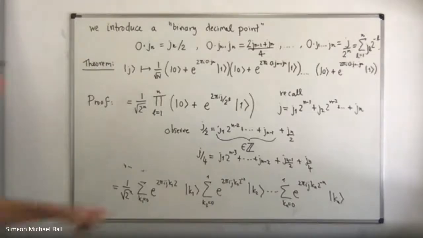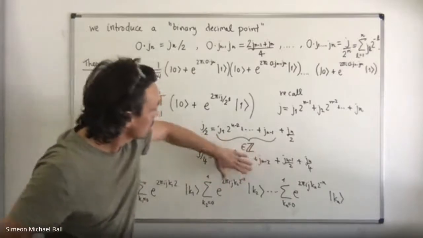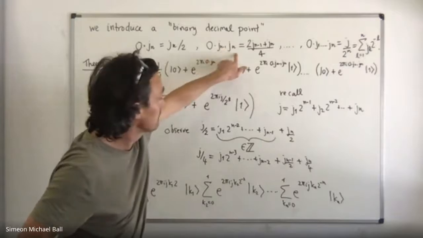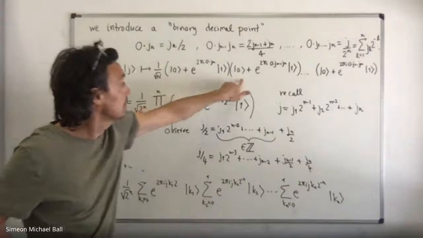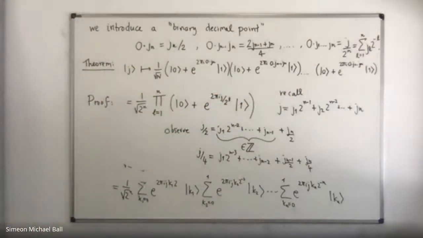And so here in the second term, we have j divided by 4. So modulo the integers, that's just 0.jn minus 1 jn. Yes. And so this is a very convenient notation to express this product here. And we're done.